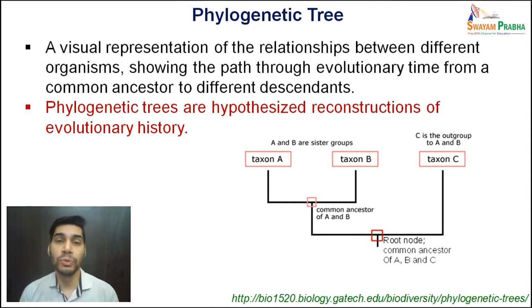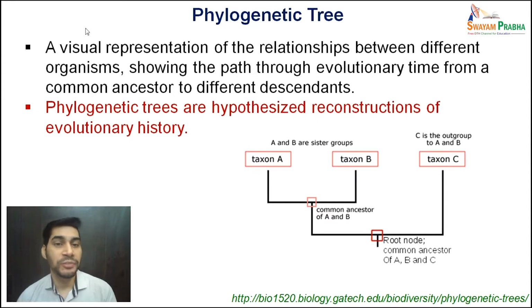Now let's move to the phylogenetic trees. Phylogenetic trees are nothing but a visual representation of the relationship between different organisms, showing the path through evolutionary time from a common ancestor to different descendants. That means visually when you show the relationships, particularly the evolutionary relationship between different organisms starting from their common ancestor to the present forms or their descendants, that is called a phylogenetic tree.